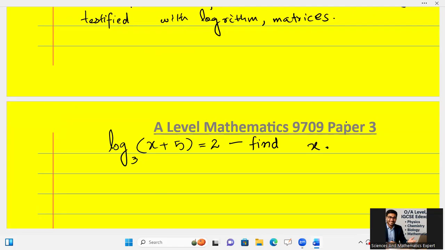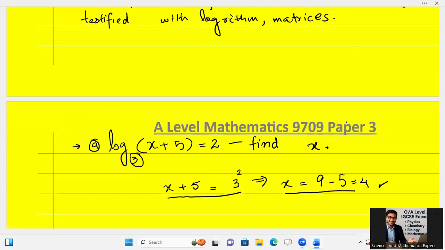The best way is to take this base to the other side. This is the base. This power will come upward and you will get x plus 5. Look very carefully. Next, x is equal to 3 power 2, which is 9, minus 5, is equal to 4. So this was the example of how to solve an equation given as a logarithmic function by converting it into an exponential function and getting the value of the variable.